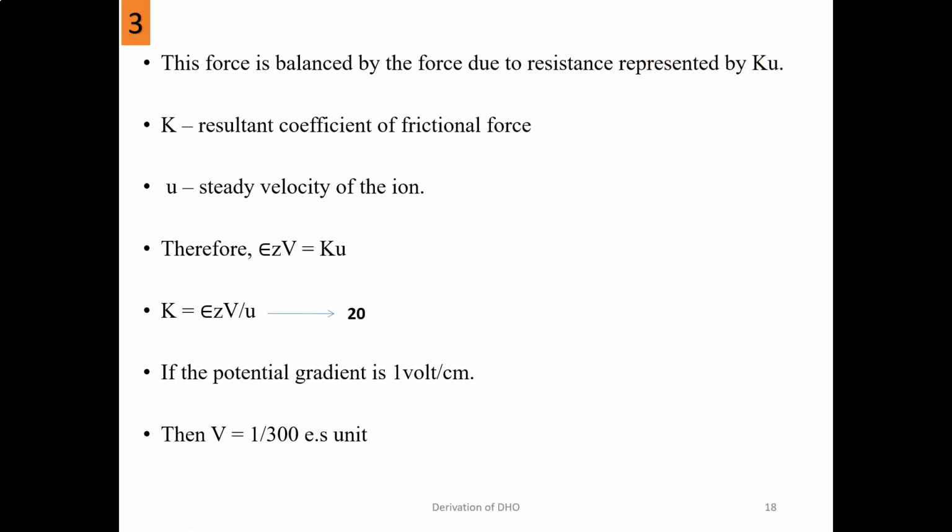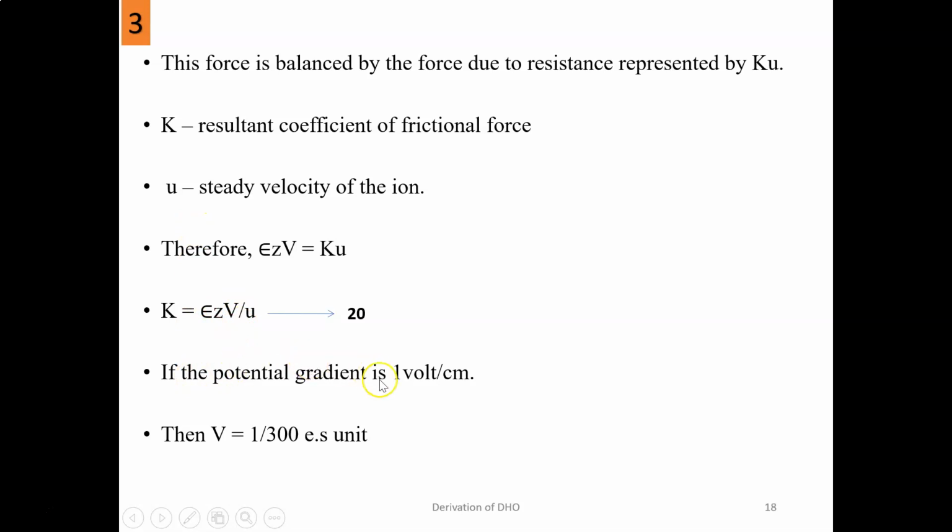So in the first concept, the ions would be moving towards an electrode due to a particular driving force provided by the potential applied across the electrodes, and any other force that is blocking or preventing the motion is termed the resistance. Here it is represented as Ku. K is the resultant coefficient of frictional force, and u is the steady velocity of the ion. Therefore, εzV is equal to Ku. So at the equilibrium condition, εzV will be equal to Ku, and K is equal to εzV divided by u.